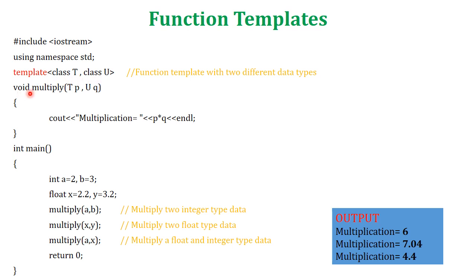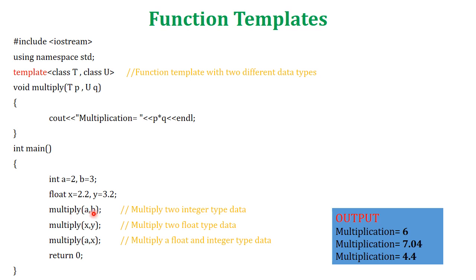Then the function name is void multiply, then the parameters are T, comma, U. That is, T and U are the generics. Then here we are doing the multiplication operation. So now we are passing integer values, a equal to 2, b equal to 3. Then float x equal to 2.2 and y equal to 3.2.